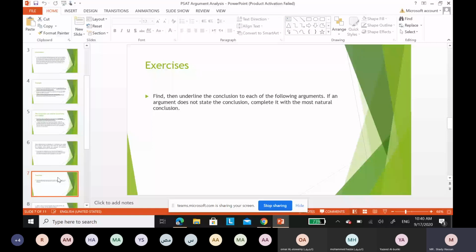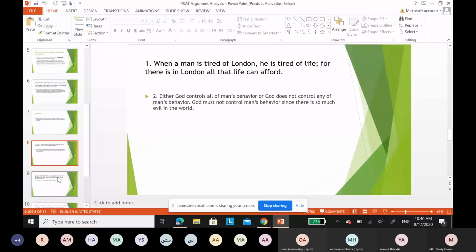Exercises. Find and underline the conclusion to each of the following arguments. If an argument does not state the conclusion, complete it with the most natural conclusion. Well, there is something before this. There is something before we discuss these exercises.